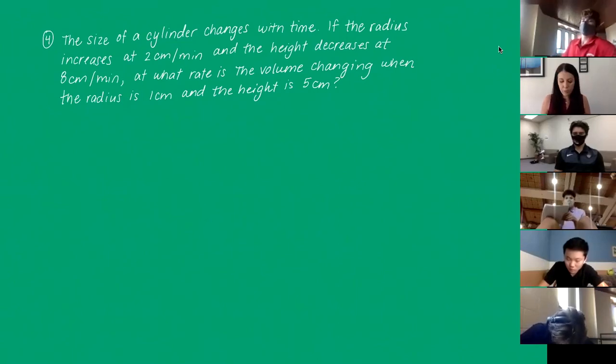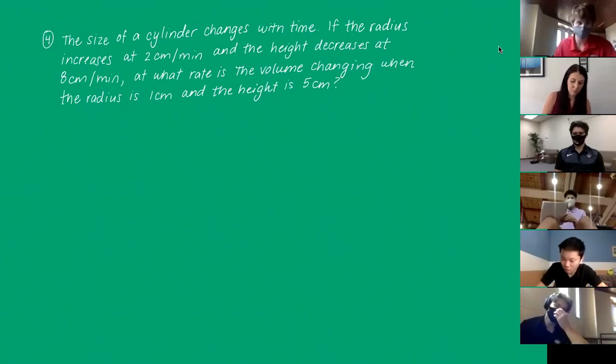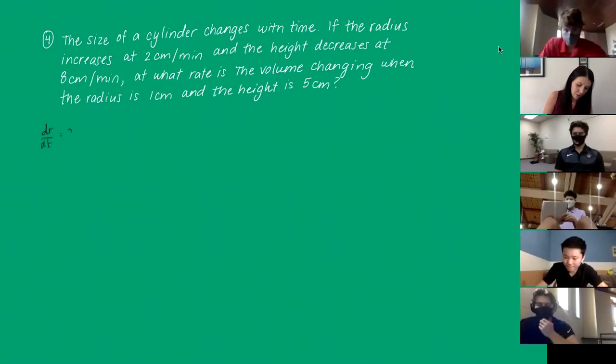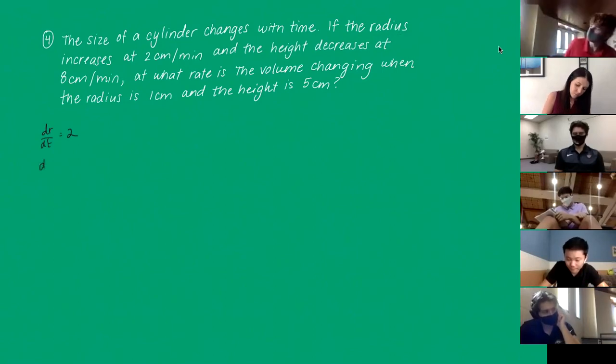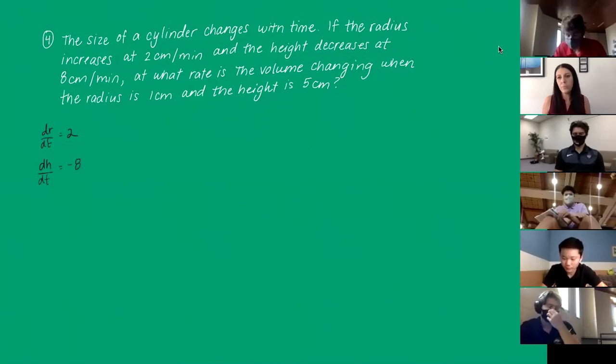Let's go to Ryan. Ryan, do you have some given information for us? Yeah, so we know that dr over dt is equal to 2. So that's talking about the radius increases at 2 centimeters per minute. Okay, great. Keep going. And we know that dh over dt equals -8. Good. Why is there a minus on that one, Ryan? Because it says the height is decreasing, not increasing.